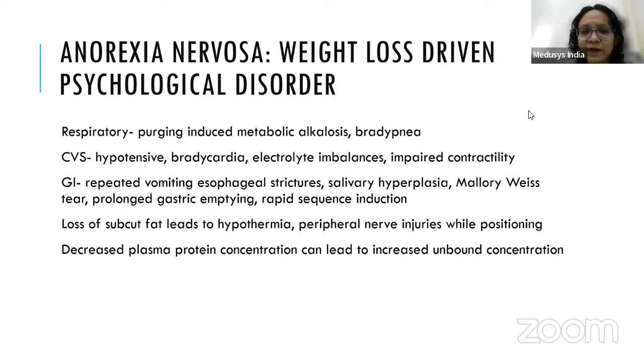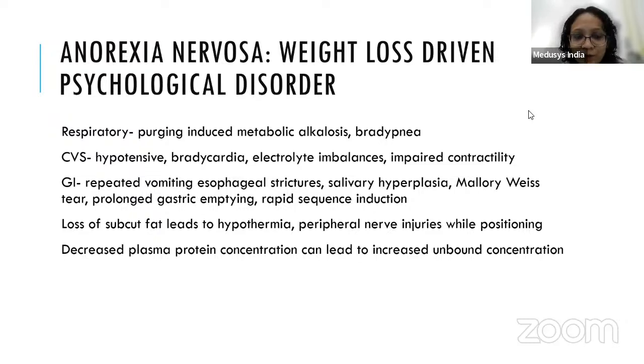Just going system wise. Respiratory: there is purging-induced metabolic alkalosis, and they compensate for it by bradypnea. Then in cardiac, sir already said that they vomit so much, and there is decreased food intake, so there is hypotension, bradycardia, many electrolyte imbalances, and impaired LV contractility. GI also, sir said that repeated vomiting, esophageal stricture, salivary hyperplasia, there can be a Mallory-Weiss tear, and the significance is that the patients are considered to have prolonged gastric emptying. So rapid sequence induction is indicated.